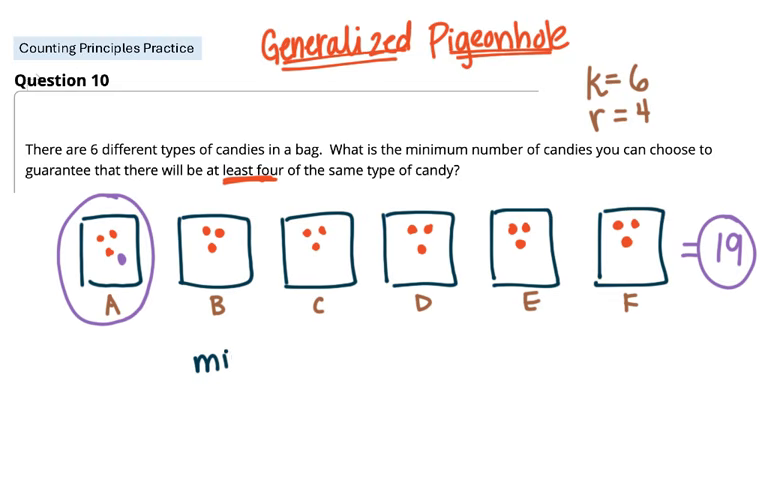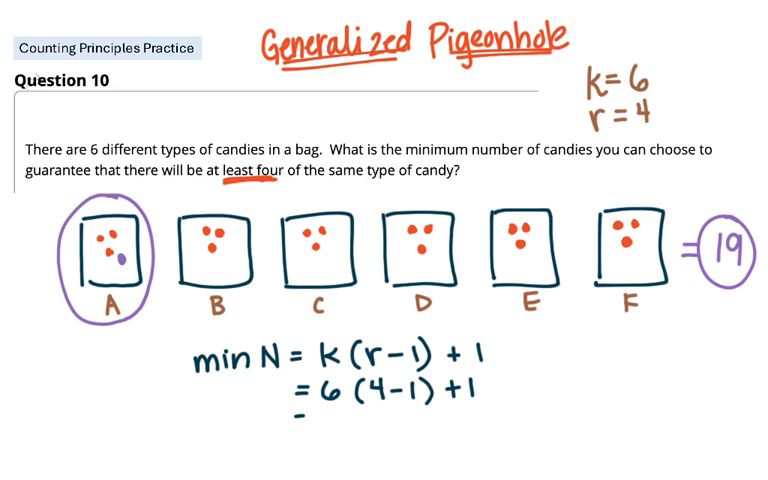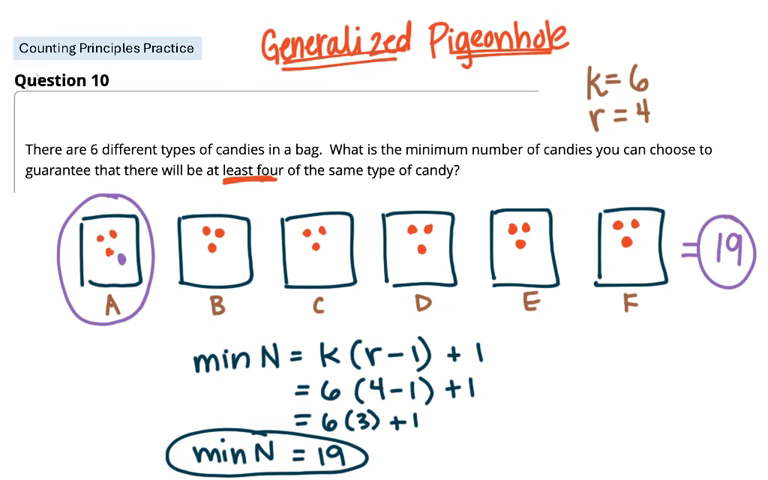The formula says the minimum N is you take K categories, you fill them all the way up to 1 less than success, and then you add 1 more item. So 6 times (4 minus 1) plus 1, that's 6 times 3 plus 1, 18 plus 1 is 19, which agrees with what we calculated just visually. So that is the generalized pigeonhole principle.